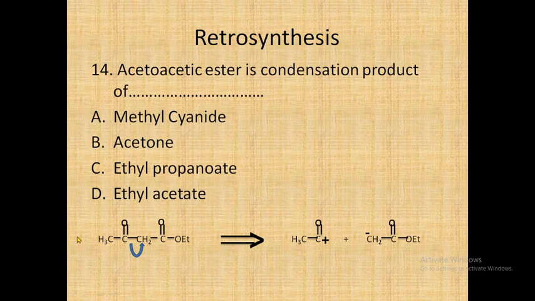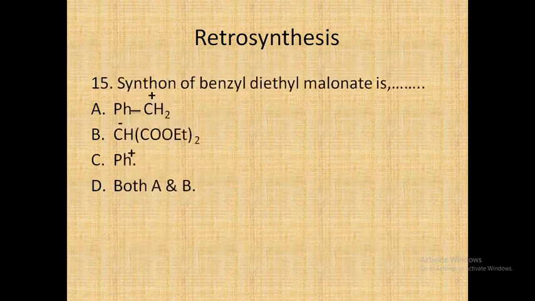will give you, see here, this particular bond is breaking, so there is a formation of a carbanion here, and an acylium ion will form. Okay, so both these fragments or synthons can be obtained from this synthetic equivalent. So acetoacetic ester is the condensation product of ethyl acetate. It's a simple Claisen ester condensation reaction. So the correct option is ethyl acetate. Let's go for the next question.